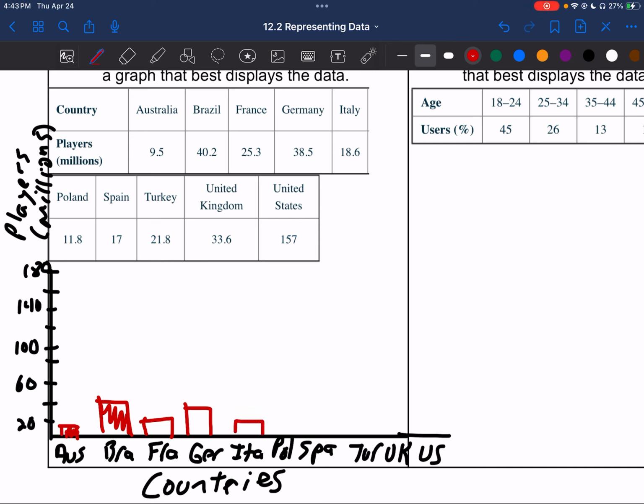Poland has 11, even smaller. Spain 17, Turkey 21, the UK 33, and then there's the US with 157. So we have 157 million active video game players here in the United States.